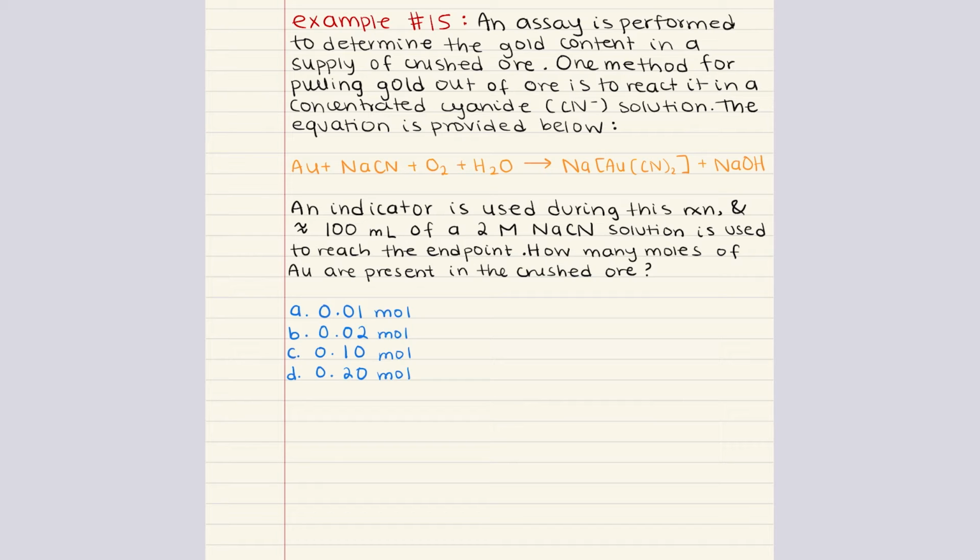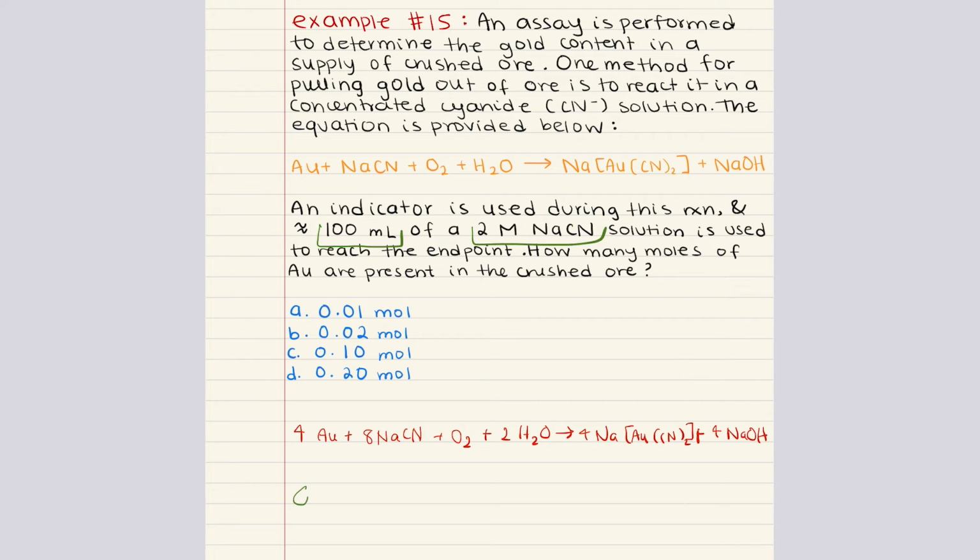The first step that we want to do is go ahead and balance the chemical equation. I went ahead and did this for us since we've had plenty of practice balancing chemical equations, but go ahead and check for yourself. Now that we have the balanced chemical equation, the second thing we want to do is determine the number of moles of sodium cyanide that's used in this reaction. We can determine this because we know the volume and the molarity, so we can easily solve for the moles.